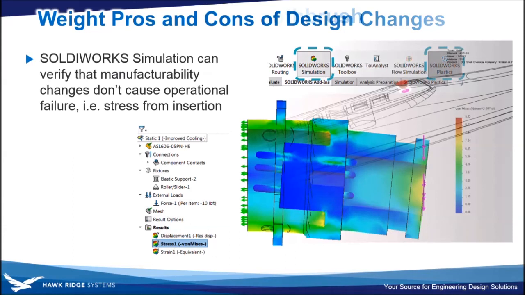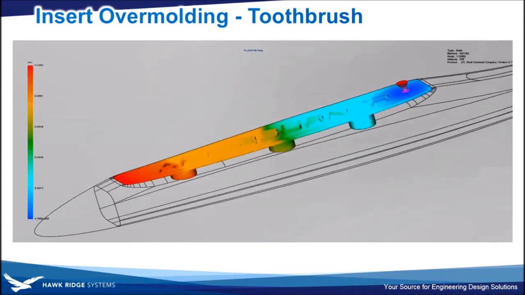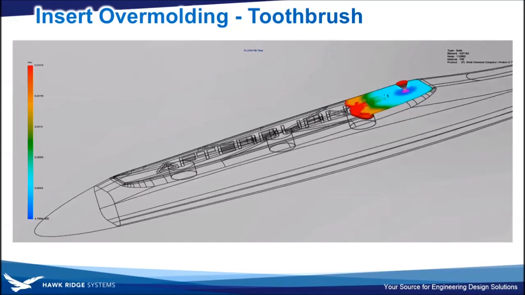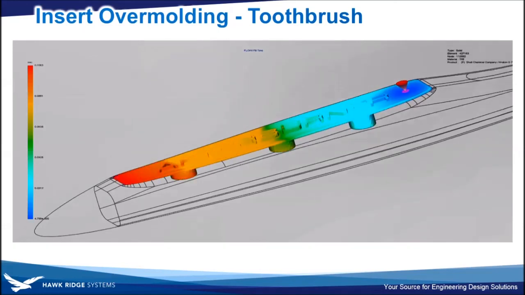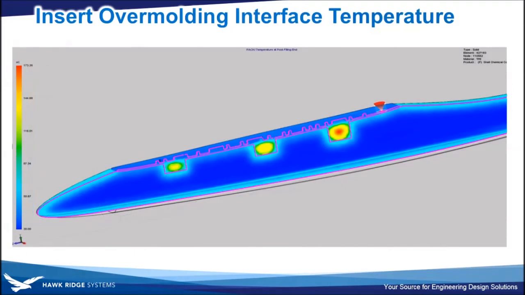And of course, many other parts would be something similar but maybe different materials. And whether or not it's a metal or a plastic insert, SOLIDWORKS Plastics can handle it. You can see here, this is insert overmolding of a toothbrush. That might be like a hard plastic handle with a softer rubber grip, maybe like a TPU material. And again, the heat transfer between those two dissimilar plastics is one of the key things that we need to pay attention to here, as far as whether or not they've bonded.